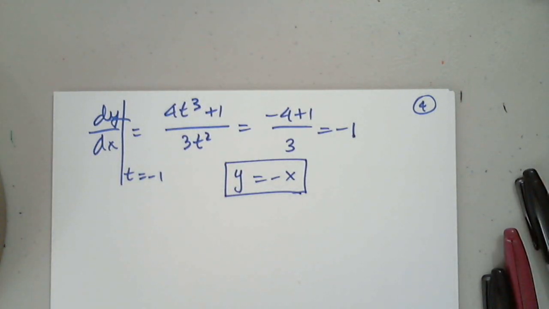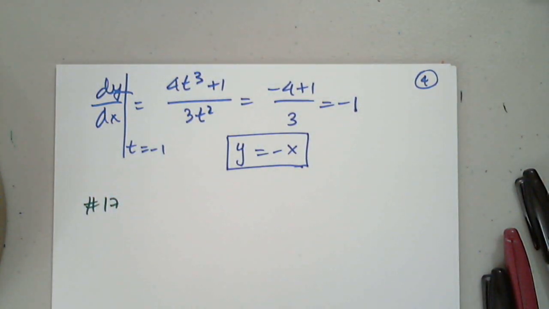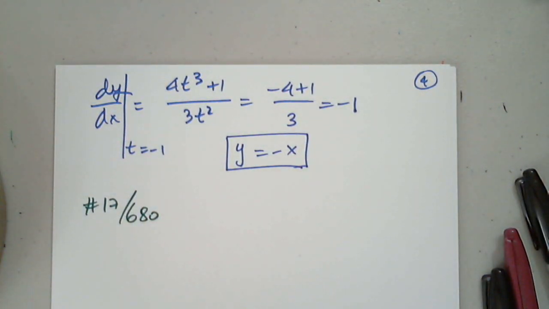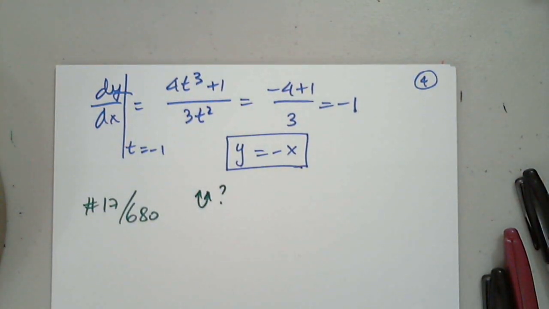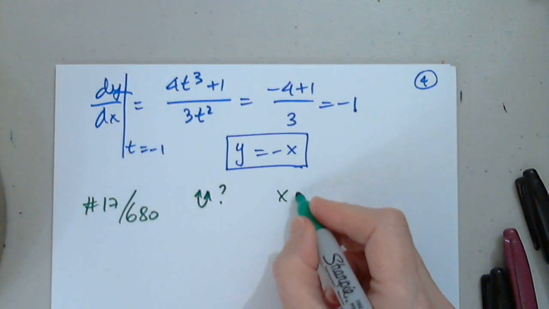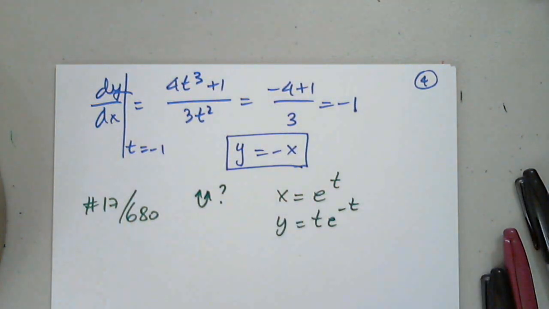Okay, let's look at something else. Let's say 17. On the same page, 680. The question is asking us to find the first and the second derivatives, dy over dx and d2y over dx2, and for which values of t is the curve concave upward. So they're asking us the values of t for which the curve is concave upward. Okay, so let's take a look. So we have x equals e to the t and y equals t e to the negative t.